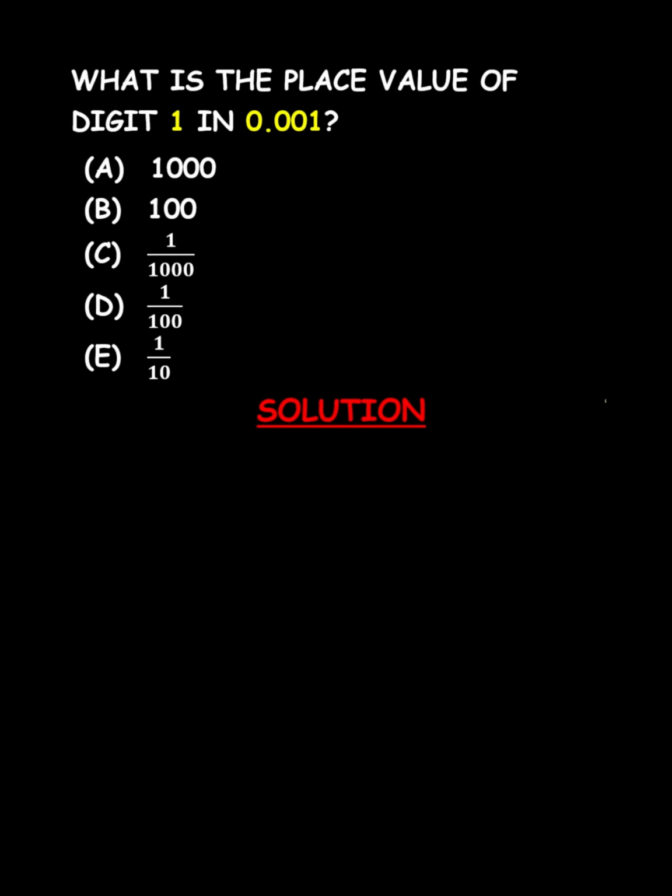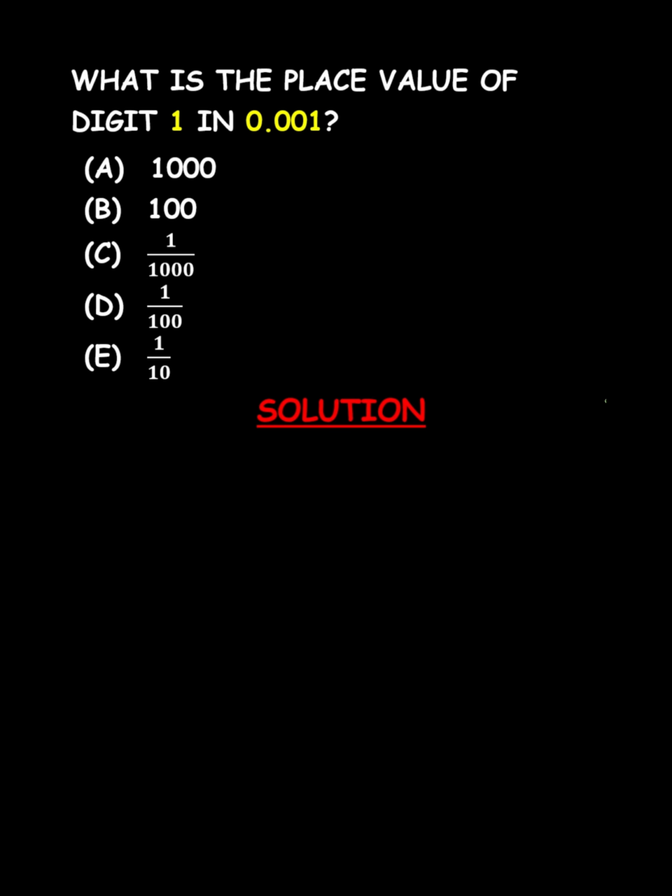What is the place value of digit 1 in 0.001? A. 1000. B. 100. C. 1 over 1000. D. 1 over 100. E. 1 over 10. Solution.